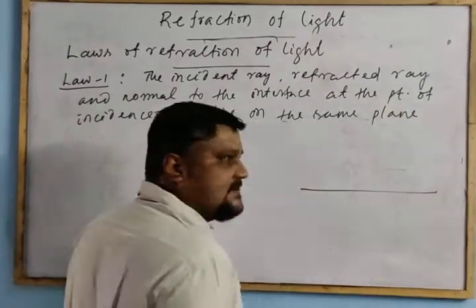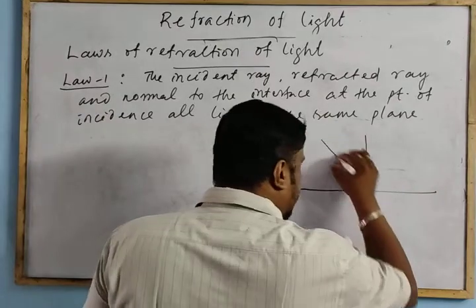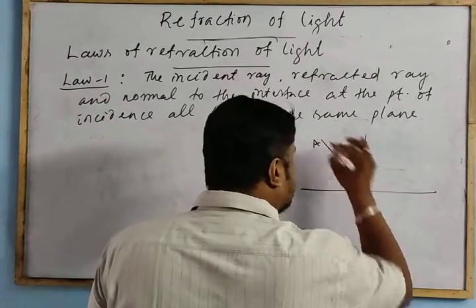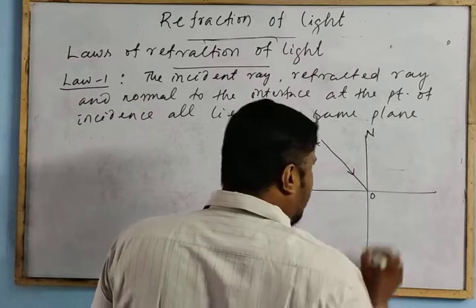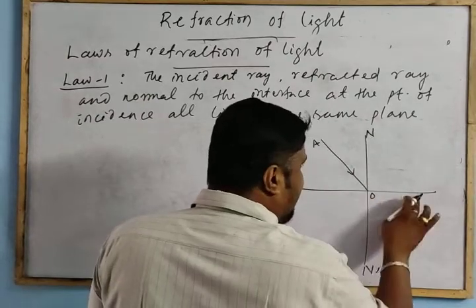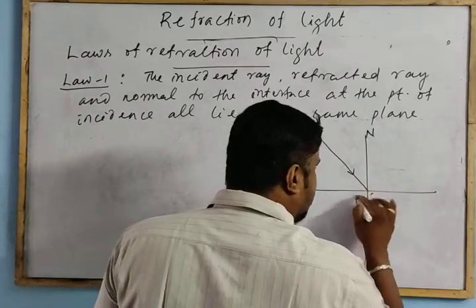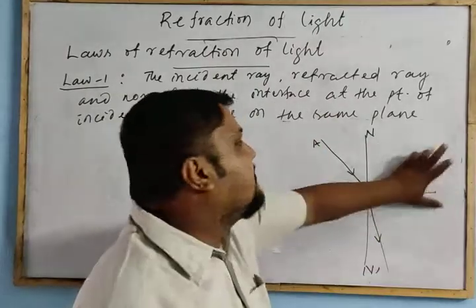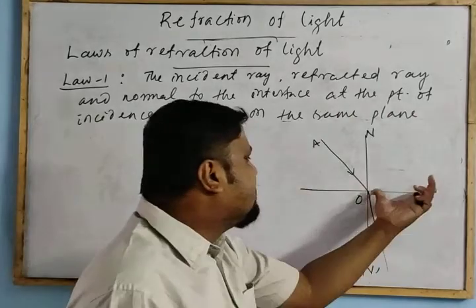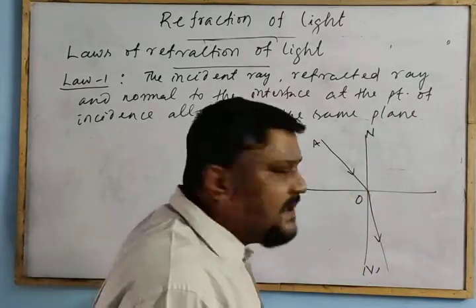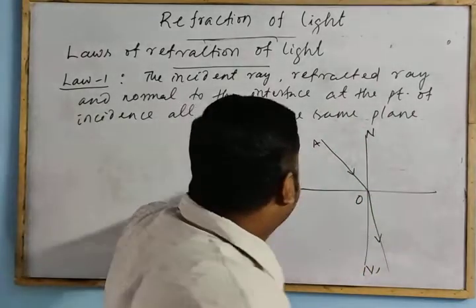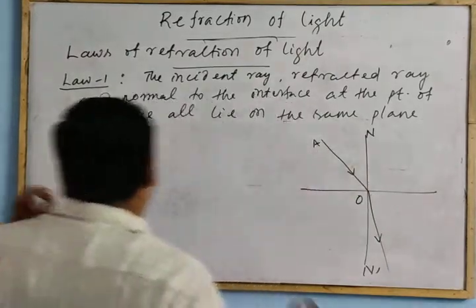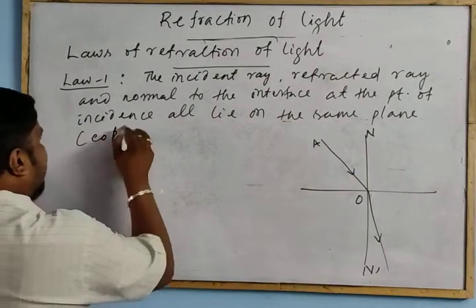Here is the interface, the normal at the point of incidence, the incident ray, and this is the refracted ray. All lie in which plane? On this whiteboard. I have drawn all these things on this two-dimension figure, and they are in the same plane, means they are co-planar.